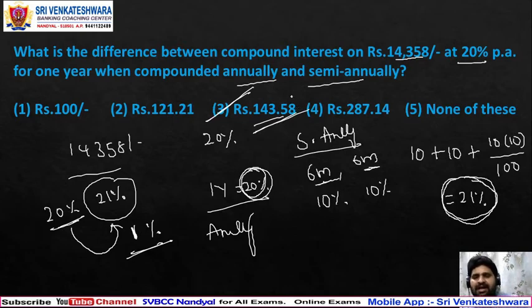So simply, if we do it annually, I'll get 20%. If I do it semi-annually, I'll get 21%. So the difference between the two cases is 1% here. That 1% you have to take on the sum. So 1% of that is 143.58. Next one.